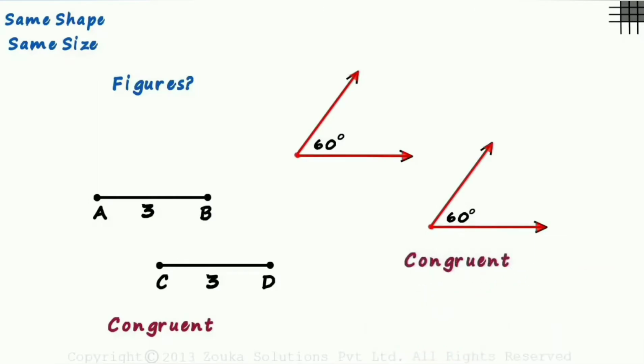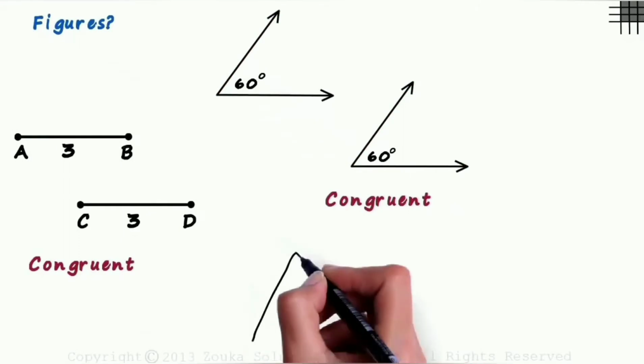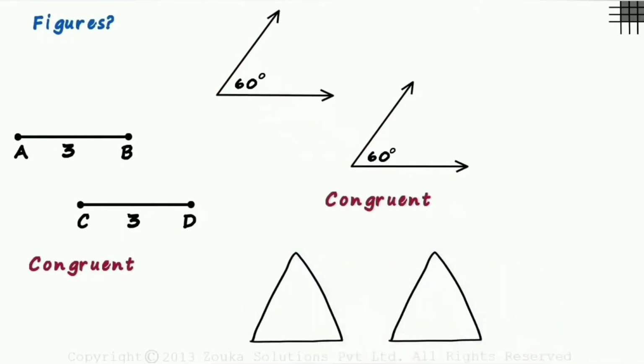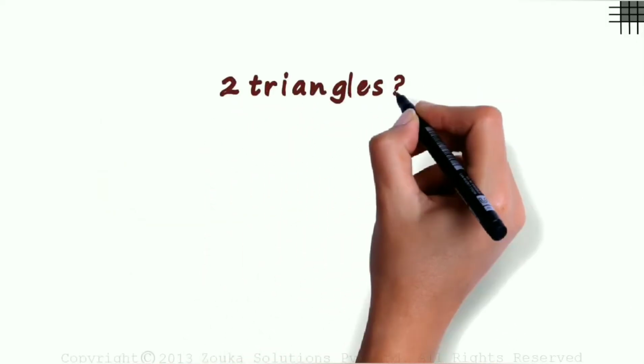Coming back to our question, when are two figures congruent? Look at these two triangles. When can we say that they are congruent? We can say that these two triangles are congruent if all the matching sides and all the matching angles are congruent. When are two triangles said to be congruent?